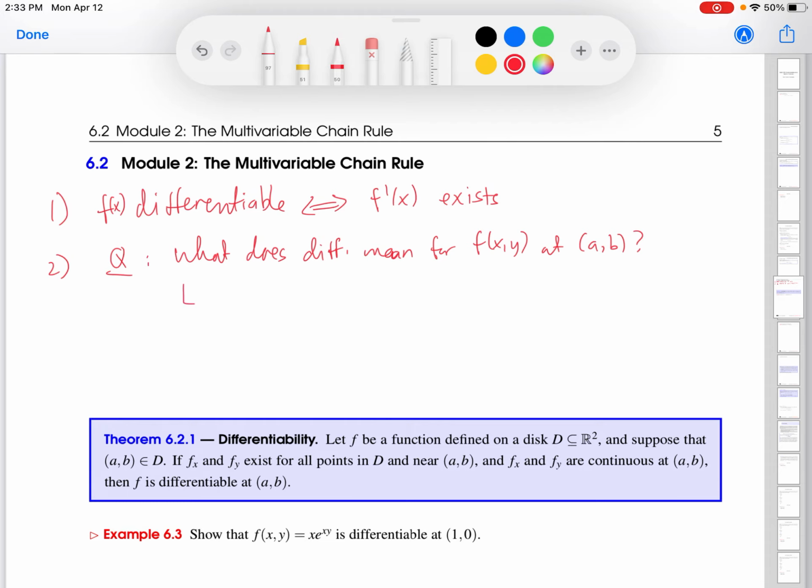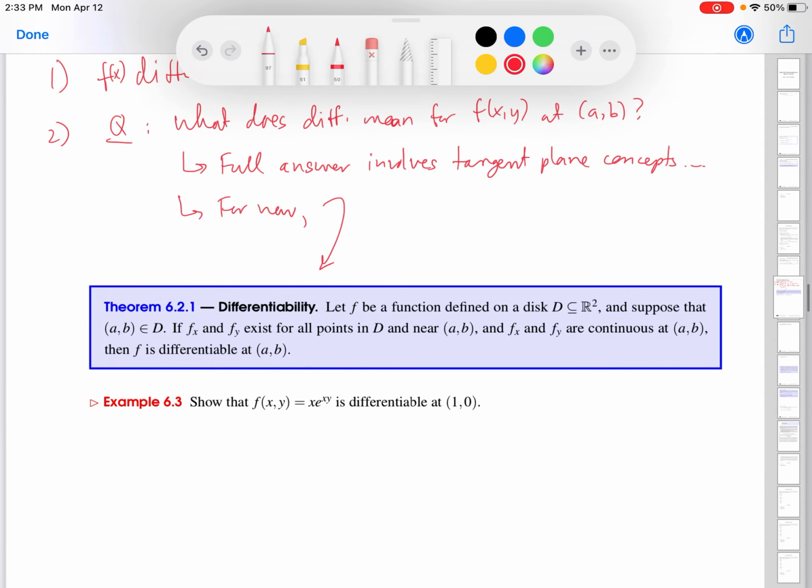And indeed they are. A full answer involves tangent plane concepts, which we are going to actually get to in a future lesson. But for now, based on the limited intuition we developed about differentiation in the multivariable context, here is a theorem that tells us sufficient conditions for a two-variable function to be differentiable. And as you'll see in a minute, it has to do with the partial derivatives we talked about in the previous video. So let's see what this theorem says.